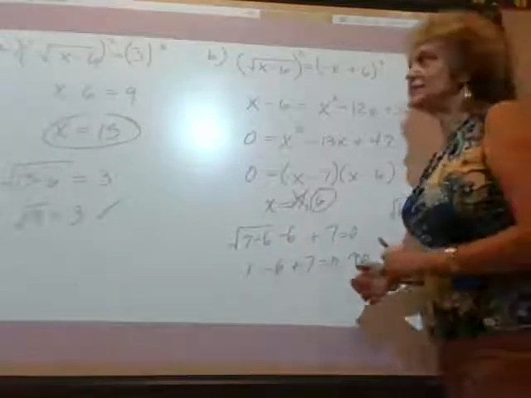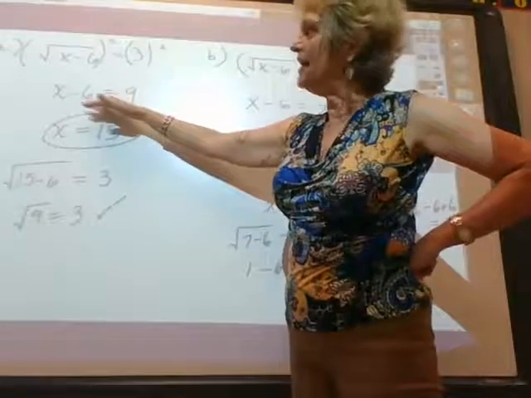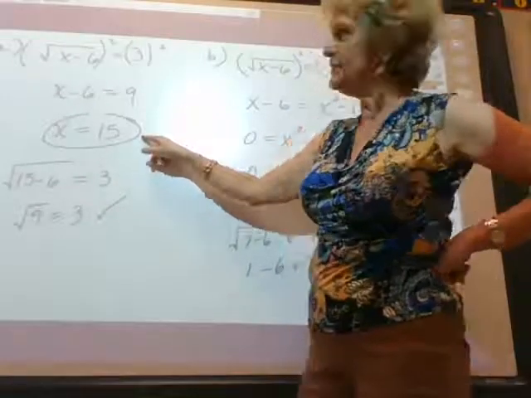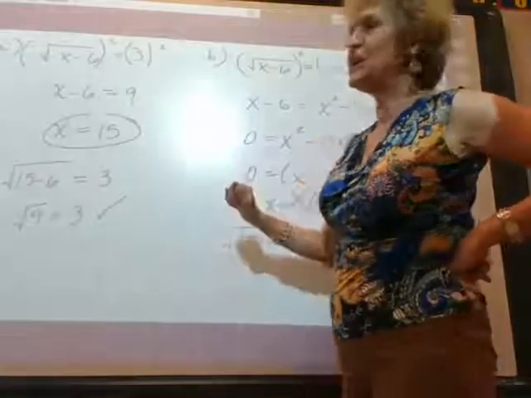Okay, so as you see for A, I squared both sides. I got the radicand equals 9. I added 6 and found 15 for my solution. When I plugged it in, I got that it was true, so good to go.